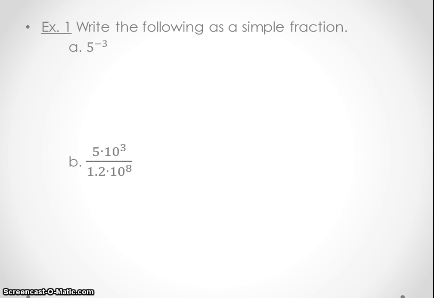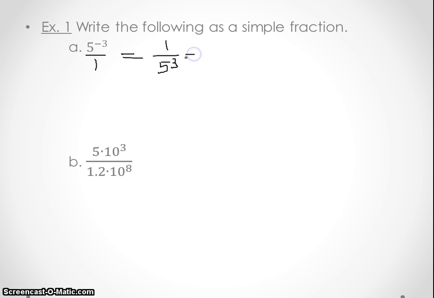Okay, example 1, write the following as a simple fraction. So here we have 5 to the negative third power. We see that negative 3 popping up here. So all that means to do is, since this is technically 5 over 1, we flip it around. So this becomes 1 over 5, and when you flip it from the numerator to the denominator, you make this negative 3 a positive 3. So then it's just 5 to the third power.